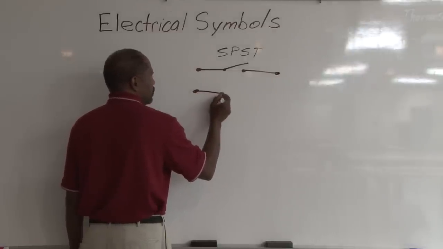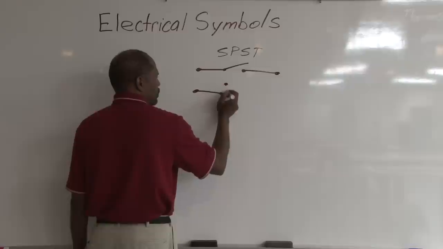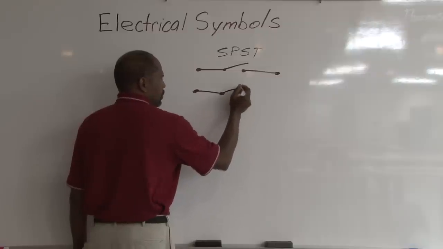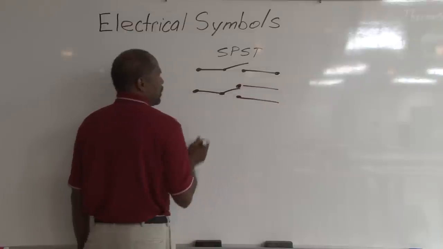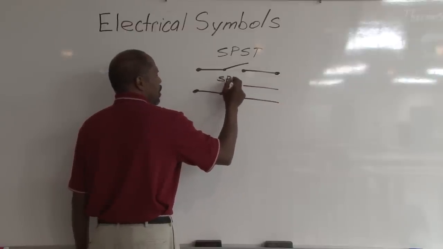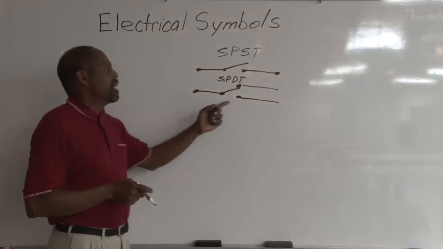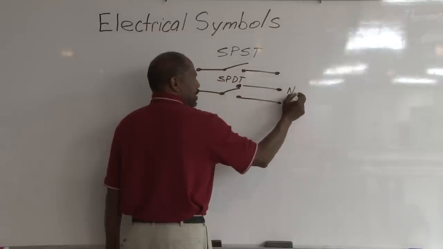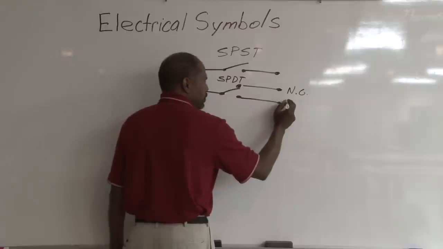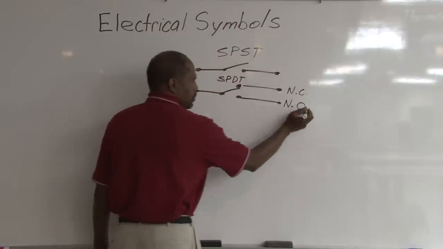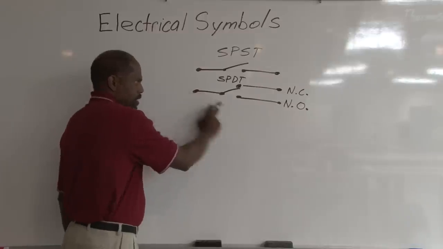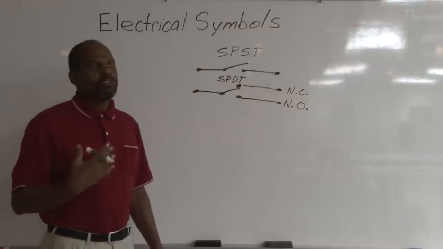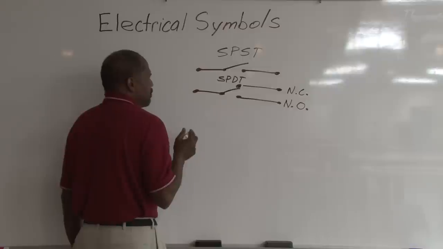Single pole, double throw. This switch can have two different positions. This switch, the position now is normally closed, abbreviated NC, and this will be normally open. Single pole, one power source coming in, two different actions. It could be in a normally closed position, or it could change to a normally open position. It cannot be in both at the same time. This is another way to draw a special type of switch. They make many different configurations. Here's another one.